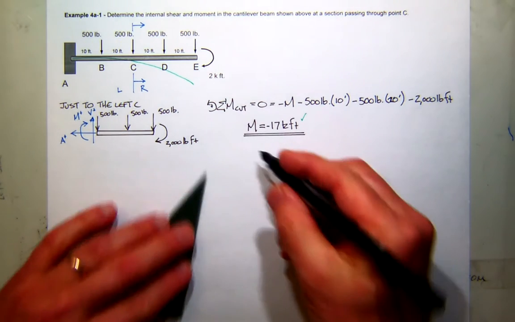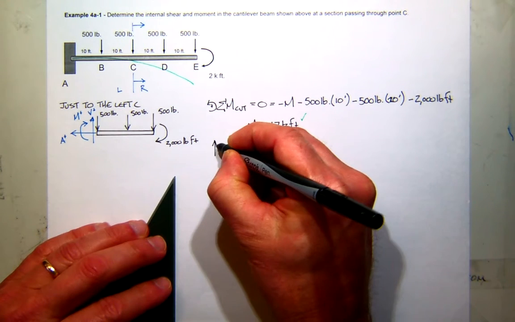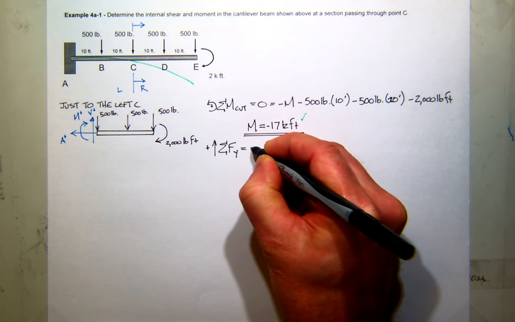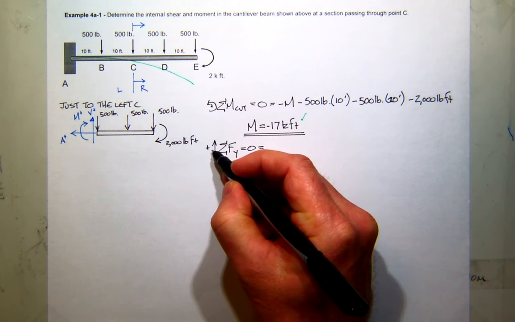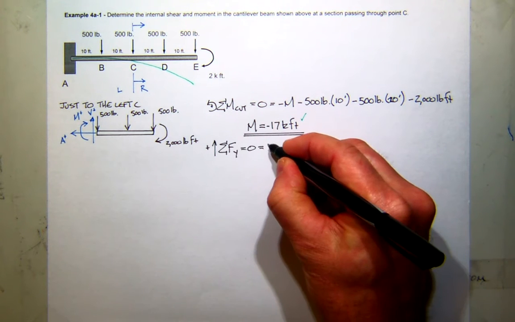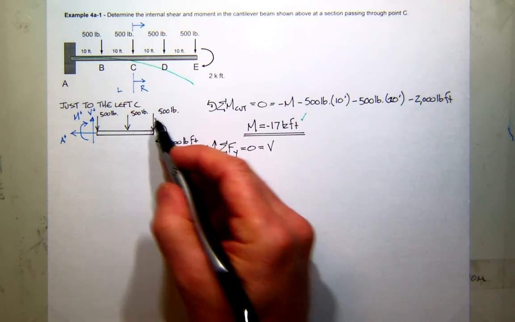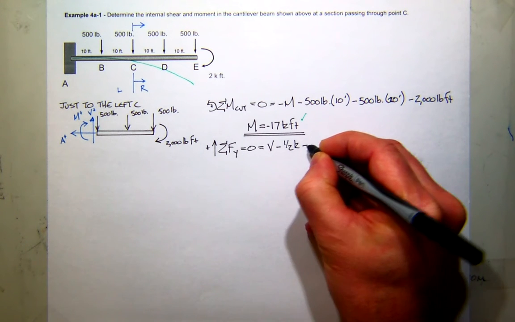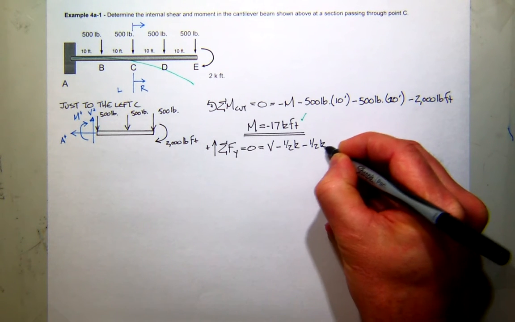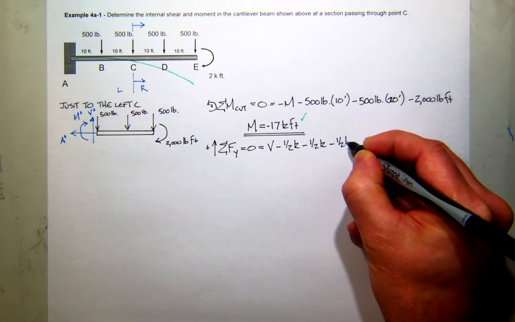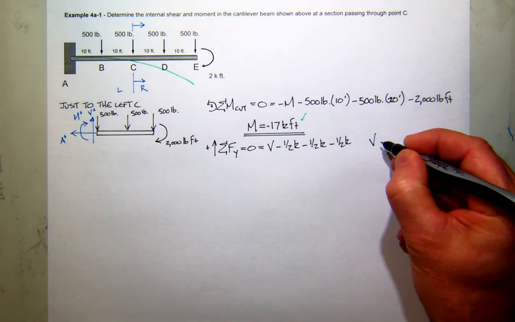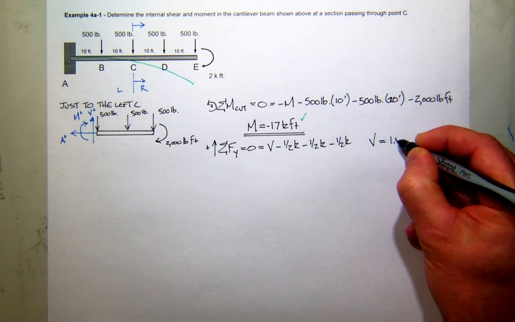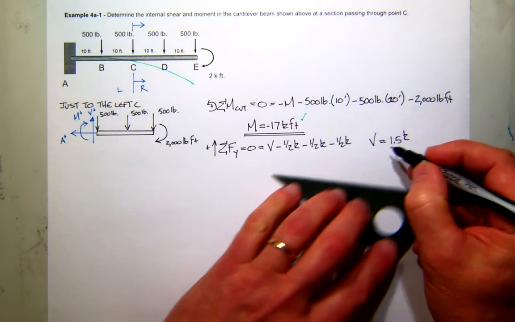So now I can sum forces. I'll sum forces in the y direction. And what do I have left? I'm using up as positive, so I've got a shear force going up. I've got 1, 2, 3 forces going down. Those are half a kip. So what is the shear equal to? Looks like it's going to be 1.5 kips.